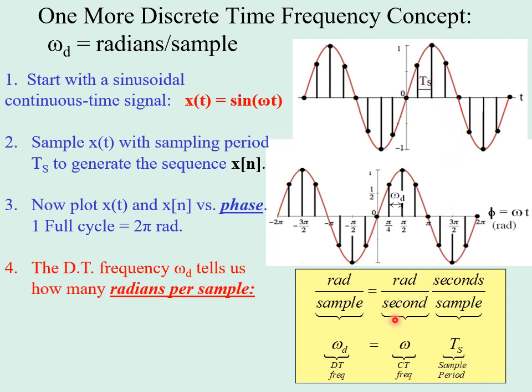So what we end up with is a couple of things here. First of all, it tells us that discrete time frequency carries the units really of radians per sample, even though technically it's just radians. And also, we can get the discrete time frequency by multiplying the continuous time frequency by the sample period that was used to create the sequence.